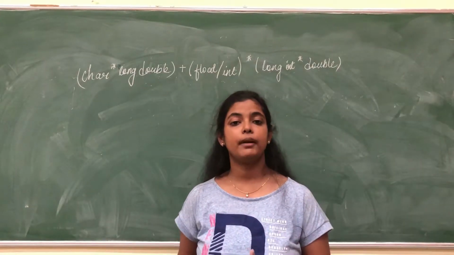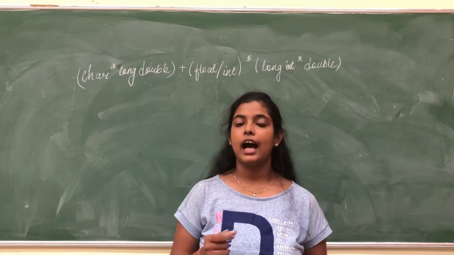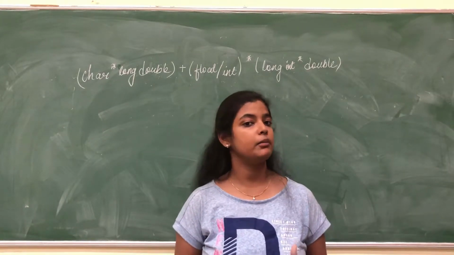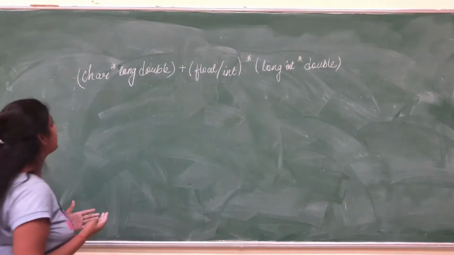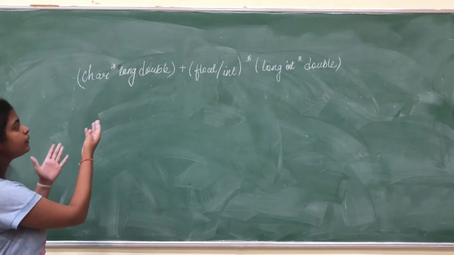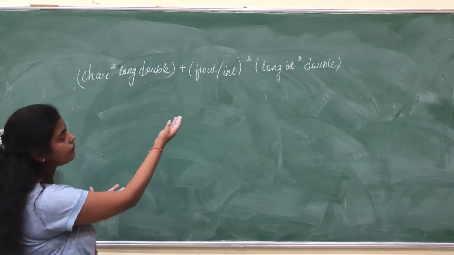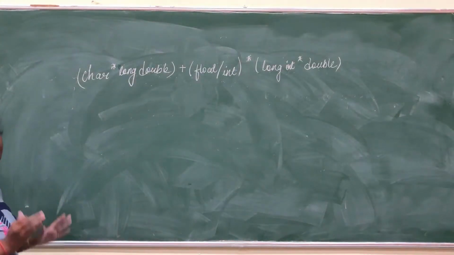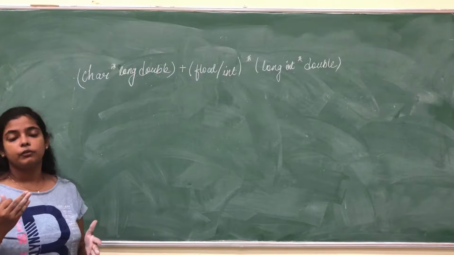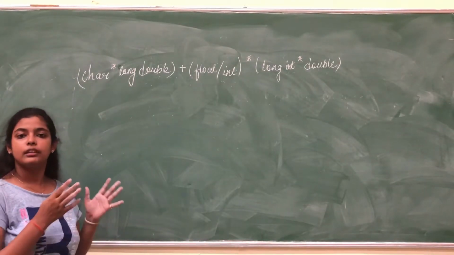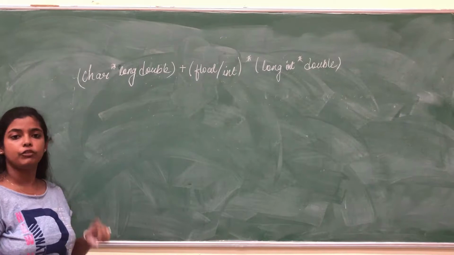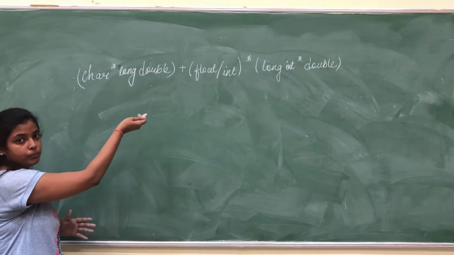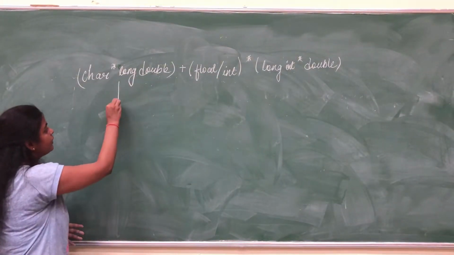Just now we have seen the priority table. Now let's see how the priority table works. Here is an example which will help us understand how it actually works. In the example we have character into long double plus float divided by integer into long integer into double. From the priority table we know that the data type with the capacity to store the most memory is at the top of the priority list. So from these two, long double has more storage capacity, so long double will come.